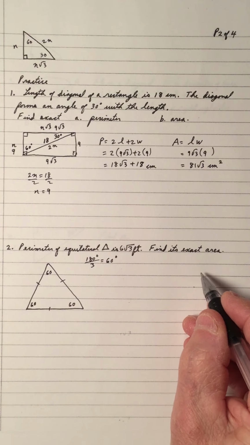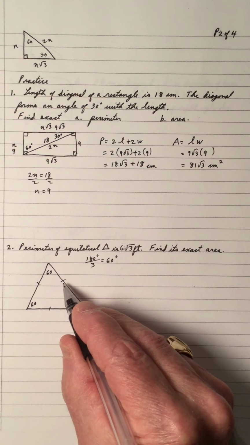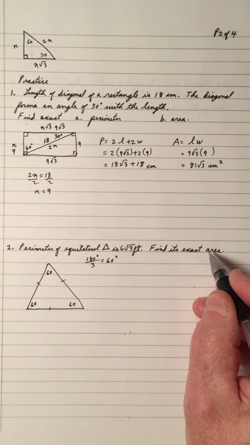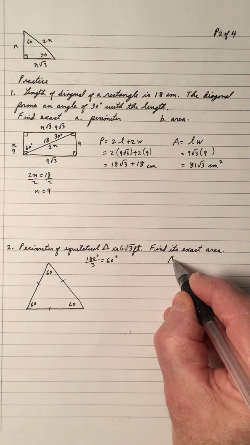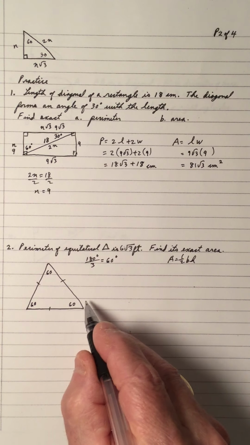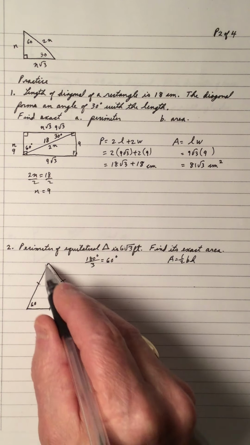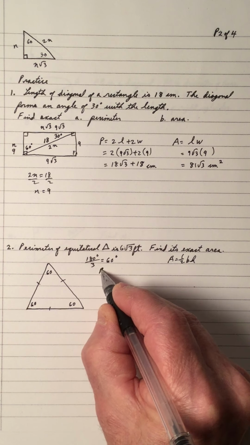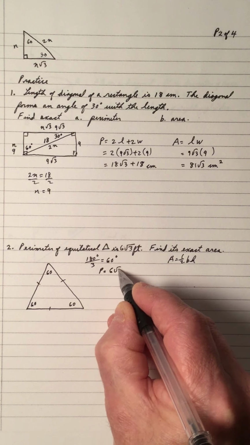Now, we have the perimeter. We've got to get the length of the side. Notice we want the area, but the area of a triangle is half the base times the height. So I've got to get the length of the side and I've got to get the height. So let's get the side first. The perimeter is 6 root 3.